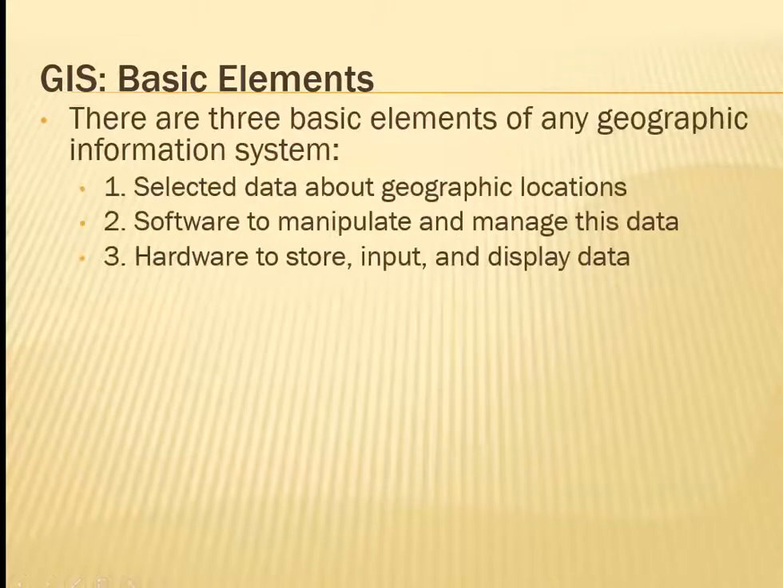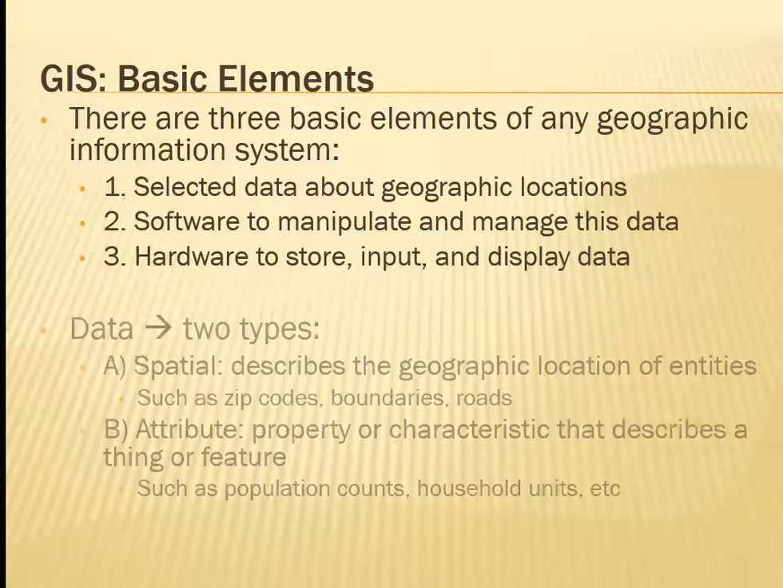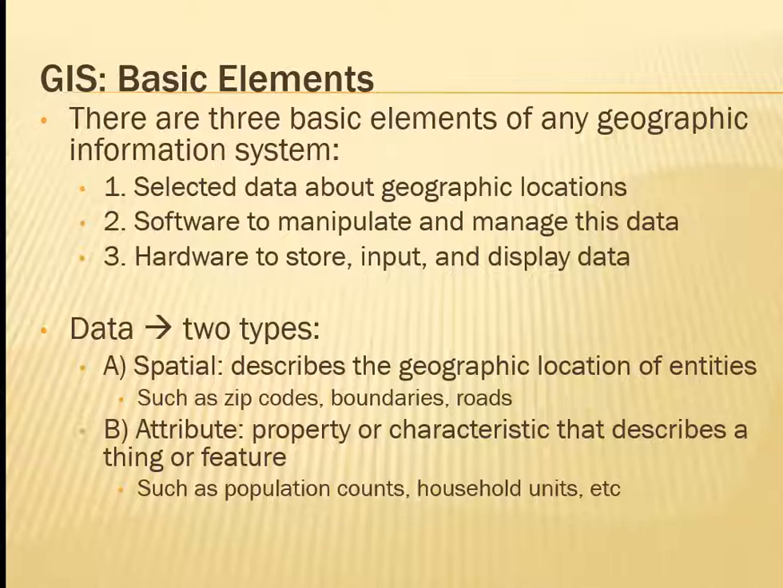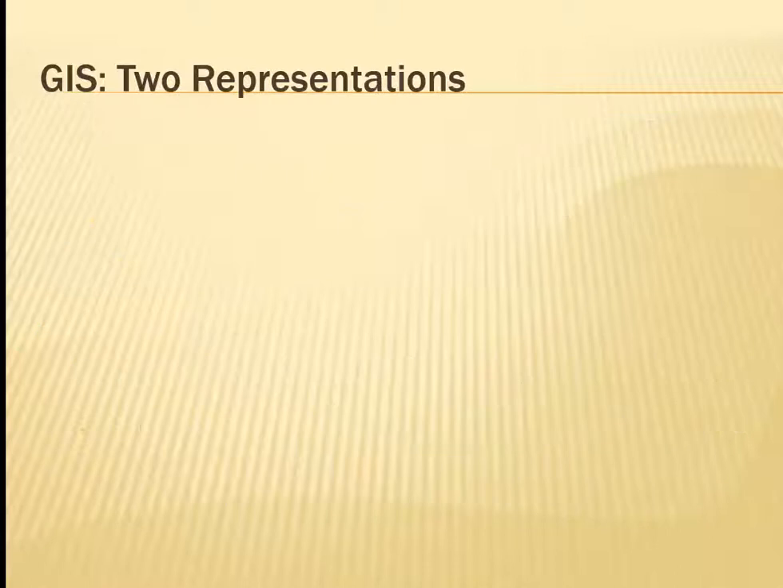Okay, so there are three basic elements of any geographic information system. First, the selected data about the geographic locations. Second, software to manipulate and manage this data. And third, hardware to store, input, and display data. And in terms of data, there are two types. Spatial data, which describes the geographic location of entities, such as zip codes, boundaries, and roads. And also attributes, which is information about the characteristic that describes a feature, like population and household units and number of, I don't know, senior citizens, etc.